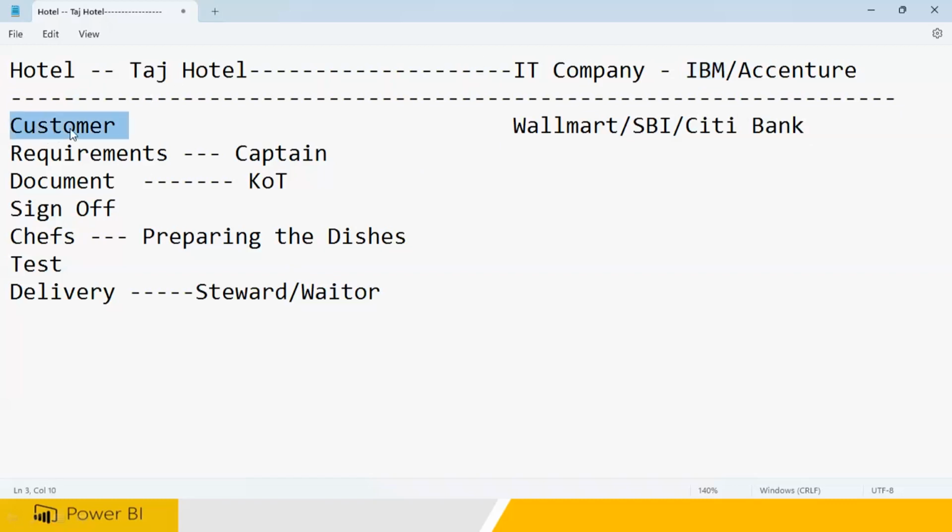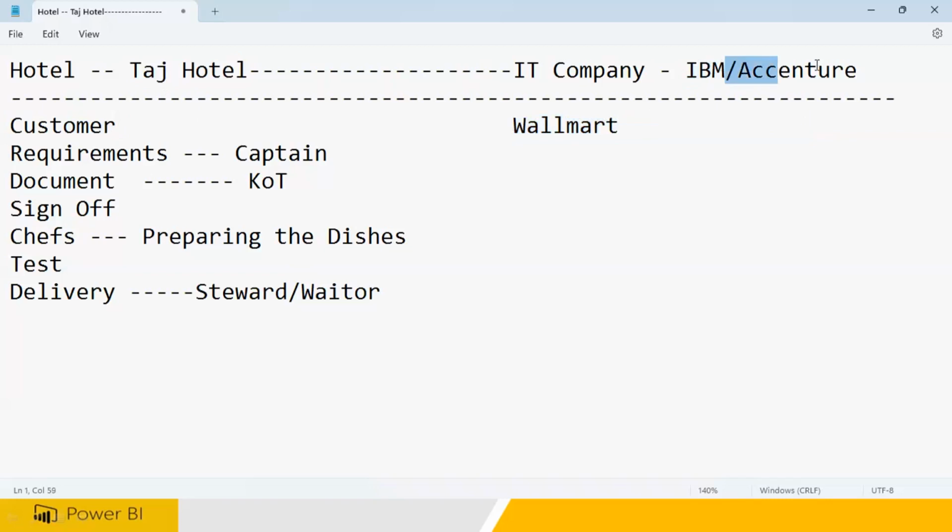Customer could be an individual here, or it could be a family, or you may have bigger banquet parties also. 1,000 people also can go, and many companies also will go and take the dinners and everything. So that is also fine. But here you don't get any individual customers. There are companies. Walmart is a company. They wanted to have one IT application. So Walmart or State Bank of India, Citibank people, they wanted to go to IBM.